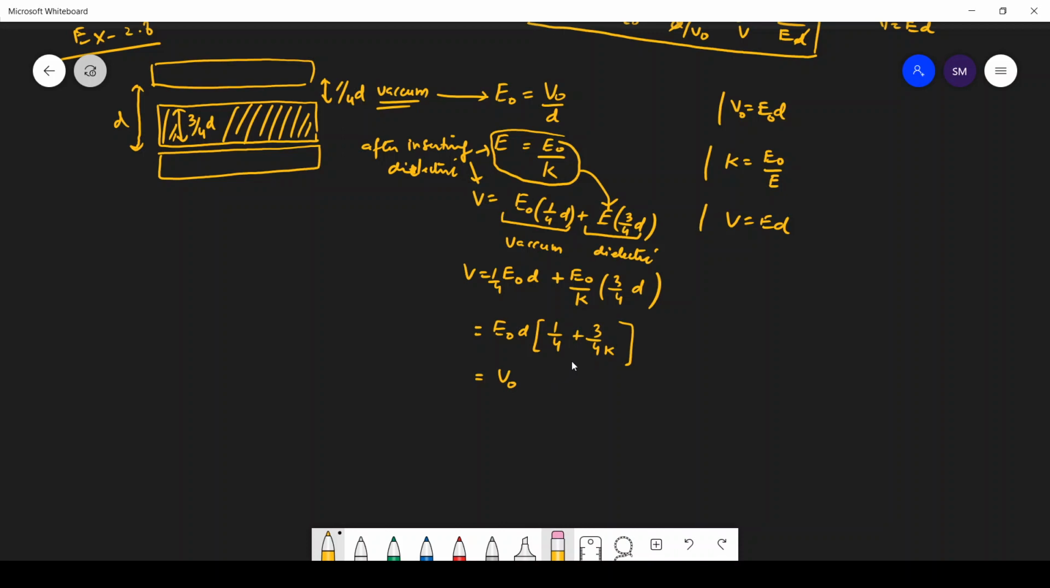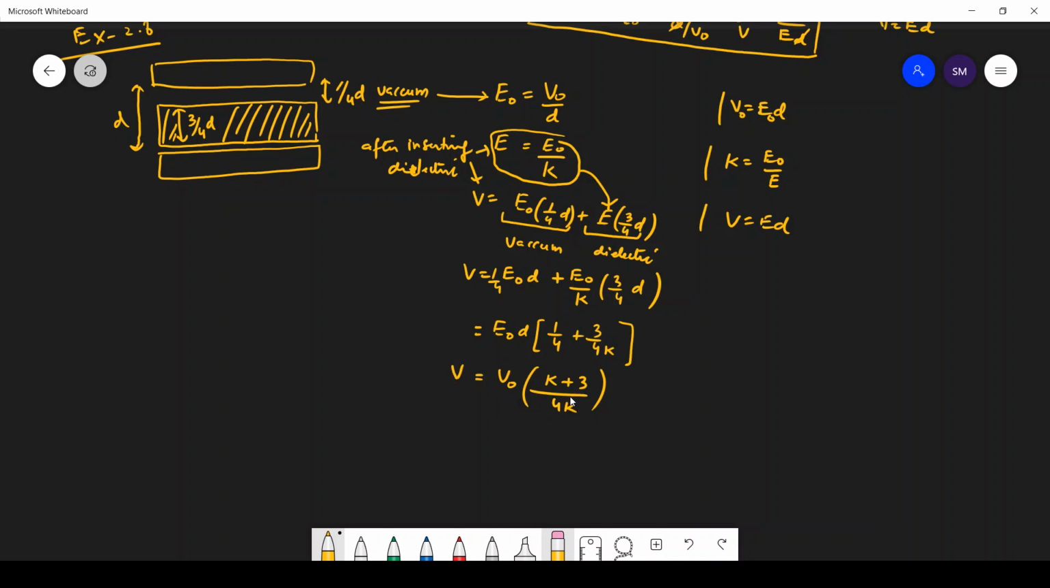So V equals V naught, now 4K will be the LCM, so multiplying K in the numerator and denominator, 4K will be there, so K plus 3 upon 4K. So that is the potential difference. This V naught was the potential difference between the plates when there was vacuum, and this V is the potential difference now.